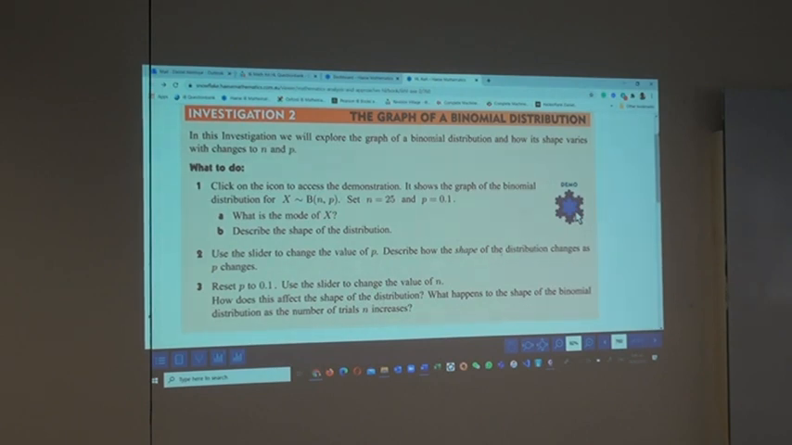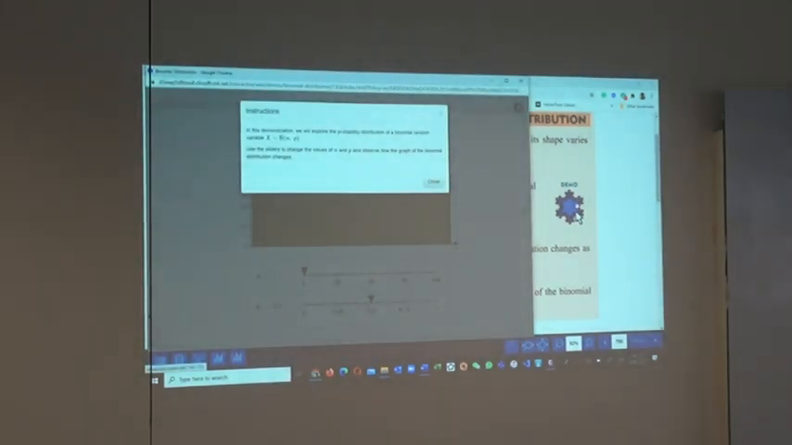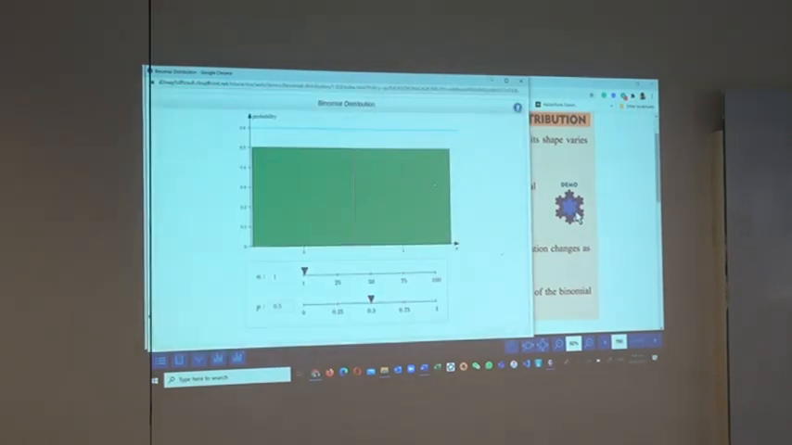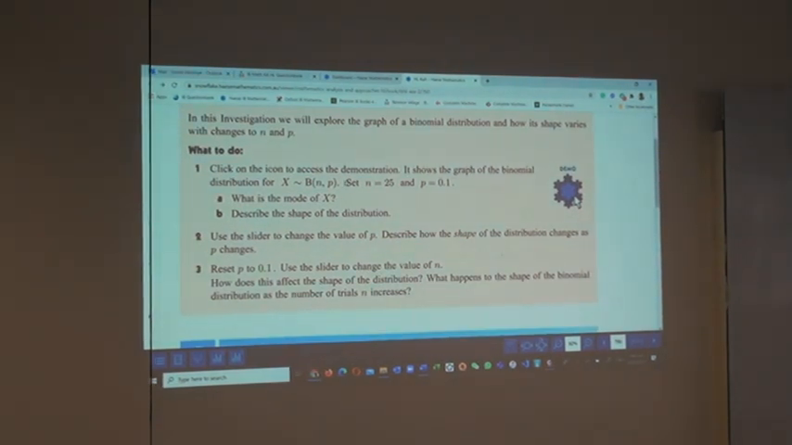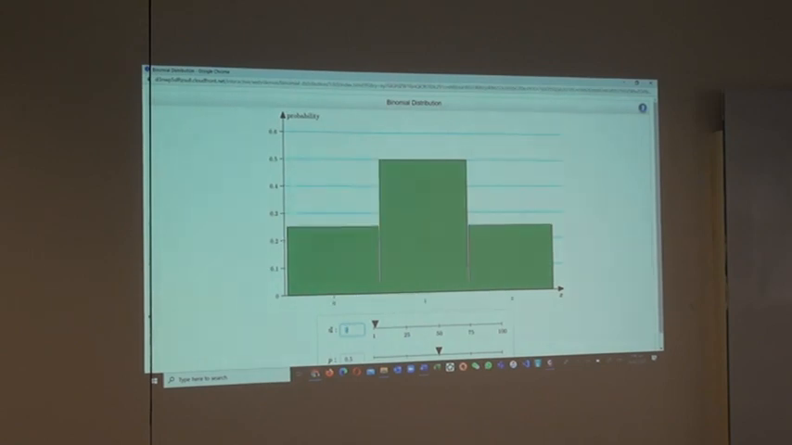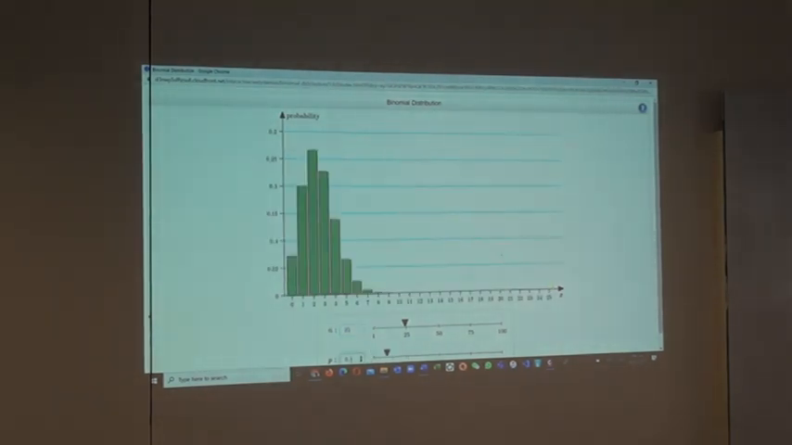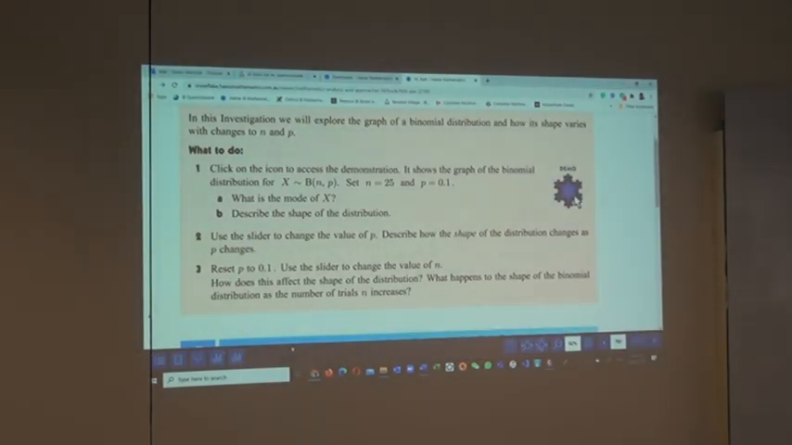So when n changes, when p changes, what happens to the graph of the distribution? We're going to look at that together. In this demonstration, you will explore this, and we're going to use the slider. Now, the first question says, set n to be 25 and p to be 0.1. The question is, what is the mode of x?